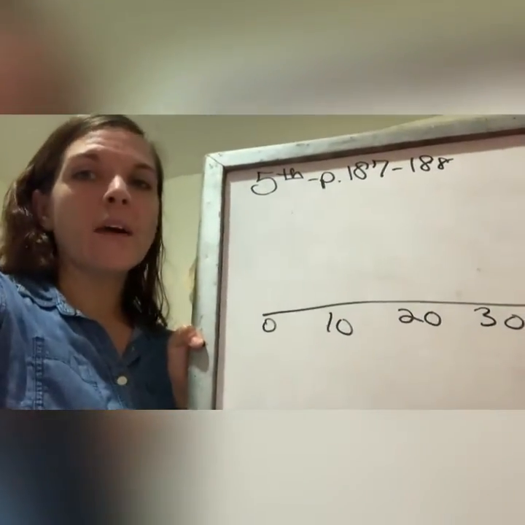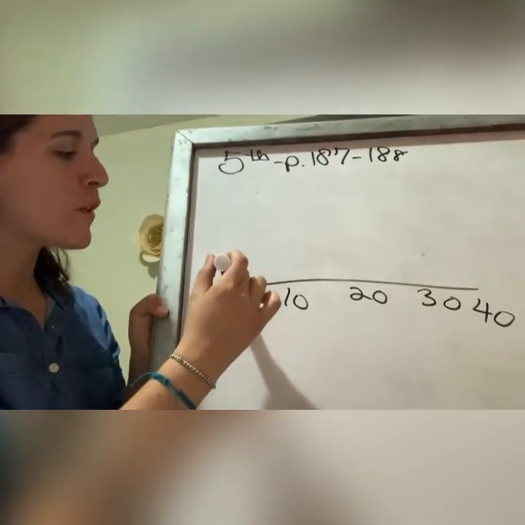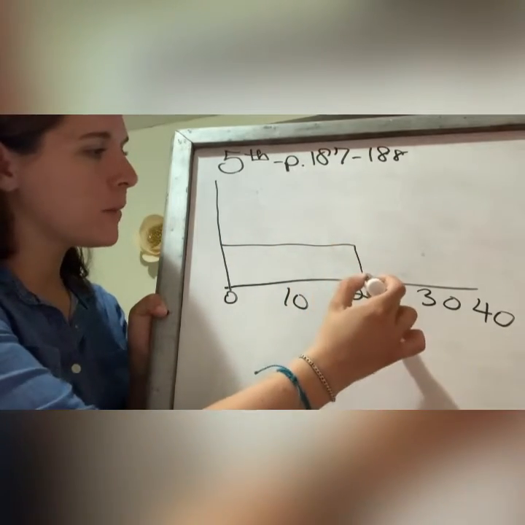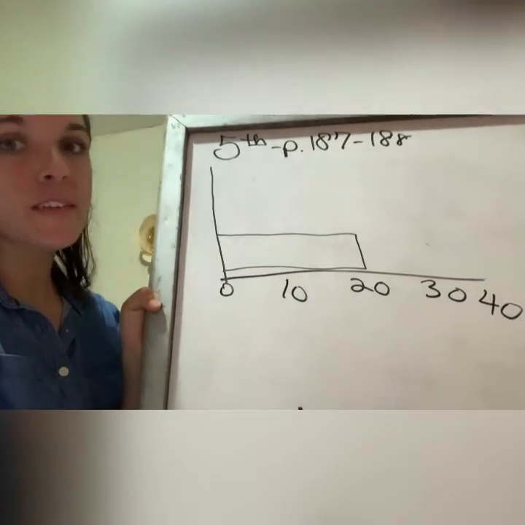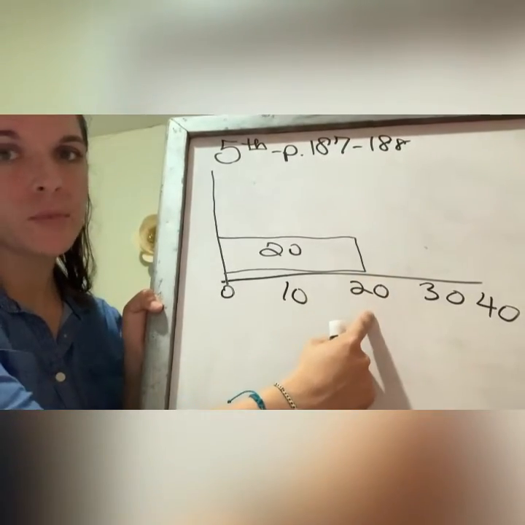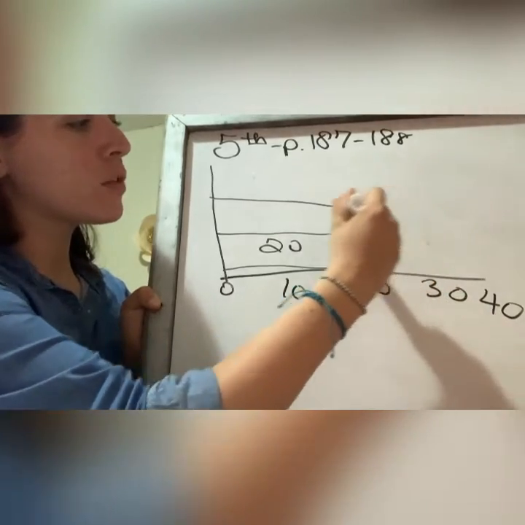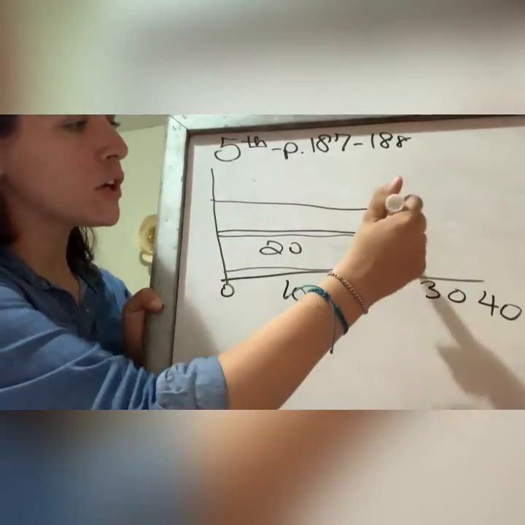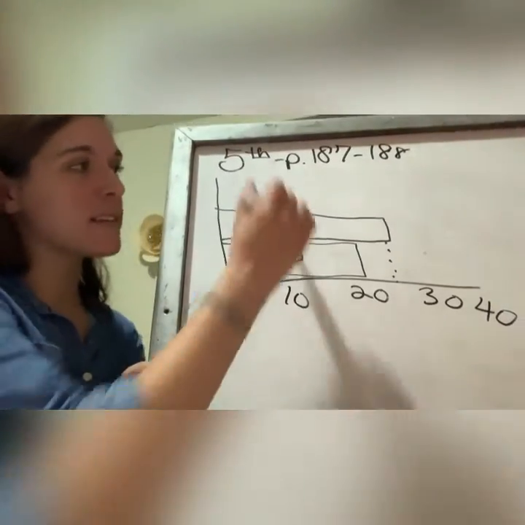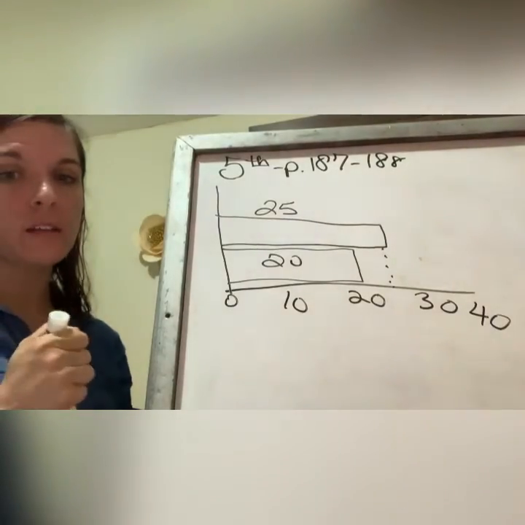When you have a bar that goes from this line to here, you know there are how many? 20, because it stops at the 20. But if you have a bar that goes halfway between 20 and 30, then it's not 20 or 30, it's what? 25, because it's halfway between the 20 and the 30.